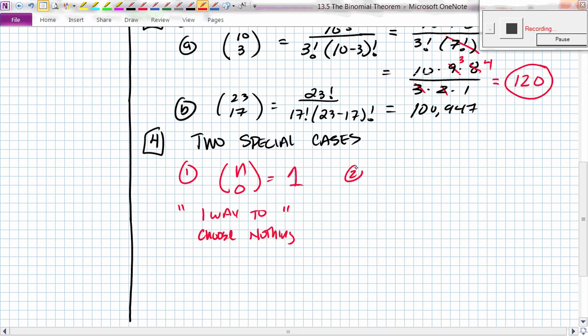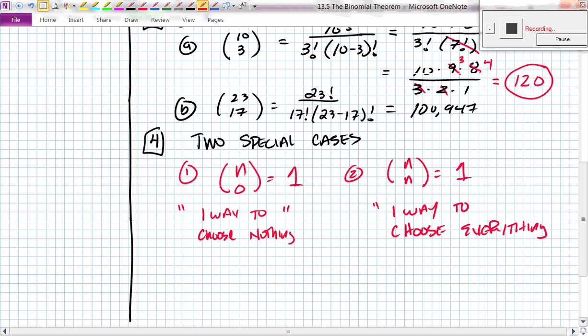And 2. n choose n is also 1, because there is one way to choose everything. There's one way to choose nothing, there's one way to choose everything.